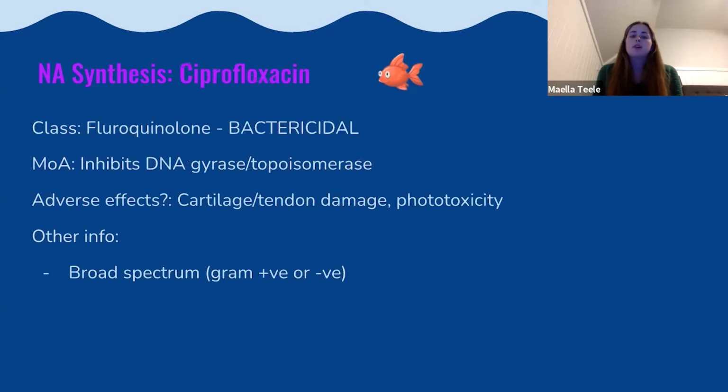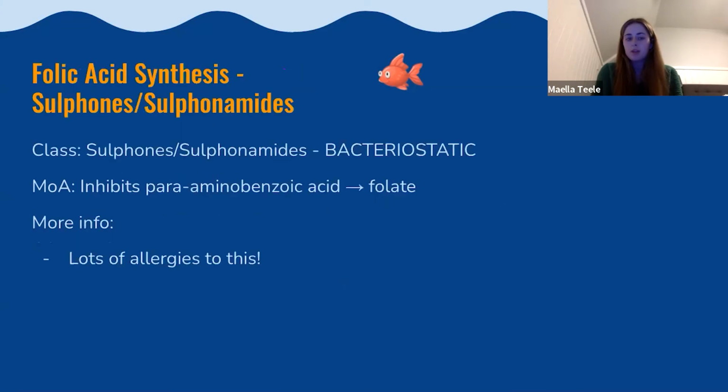Next, you've got ciprofloxacin, which is a fluoroquinolone. It's bactericidal, so it kills the bacteria. It works by inhibiting DNA gyrase, and it does have some adverse effects. So it causes cartilage or tendon damage, cartilage damage in children and tendon damage in the elderly people. And it's also phototoxicity again, so that sensitivity to light. But it is a very broad spectrum antibiotic. It can be used for gram-positive and negative infections, which is not very common.